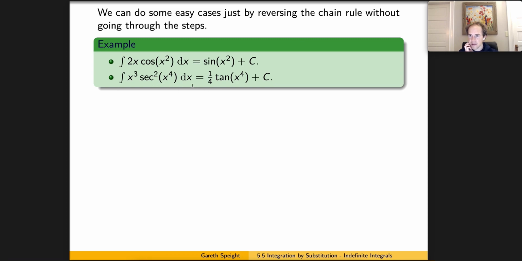So if we see something that looks like a composition function times the derivative of the inside, chances are it came from the chain rule. If it's an easy one, you can just try to do it in your head and check the answer. But if you don't like to do that, that's okay. You can just apply the substitution rule.